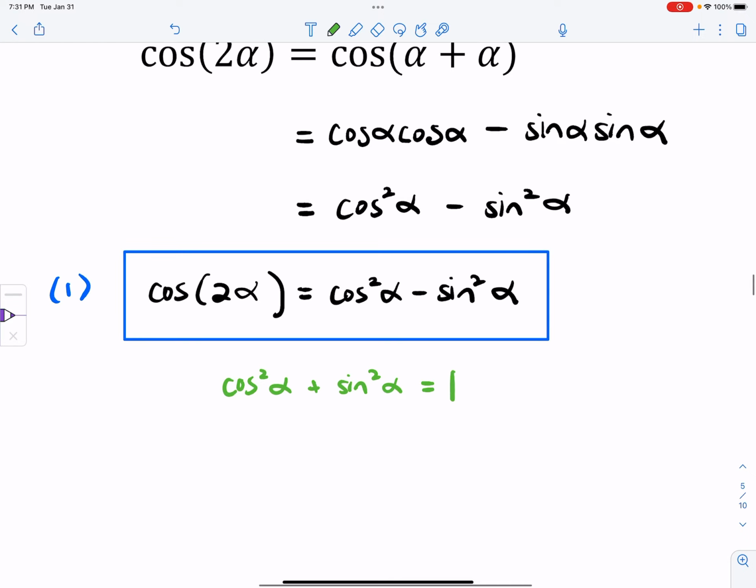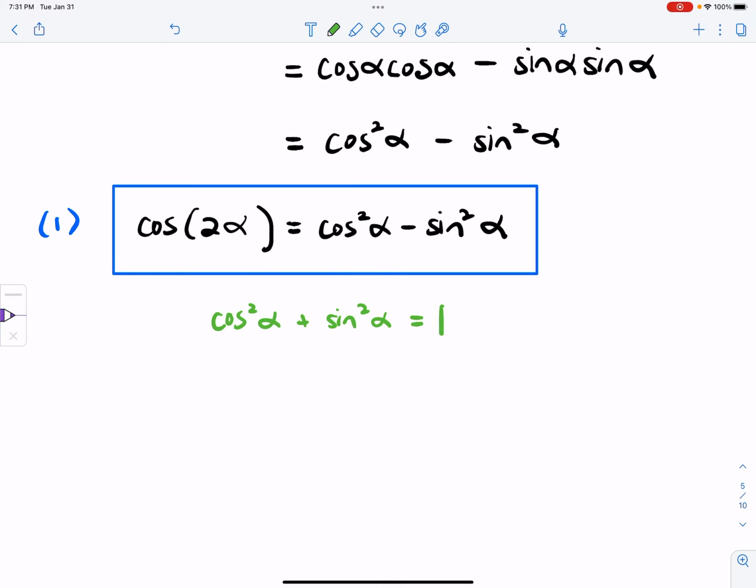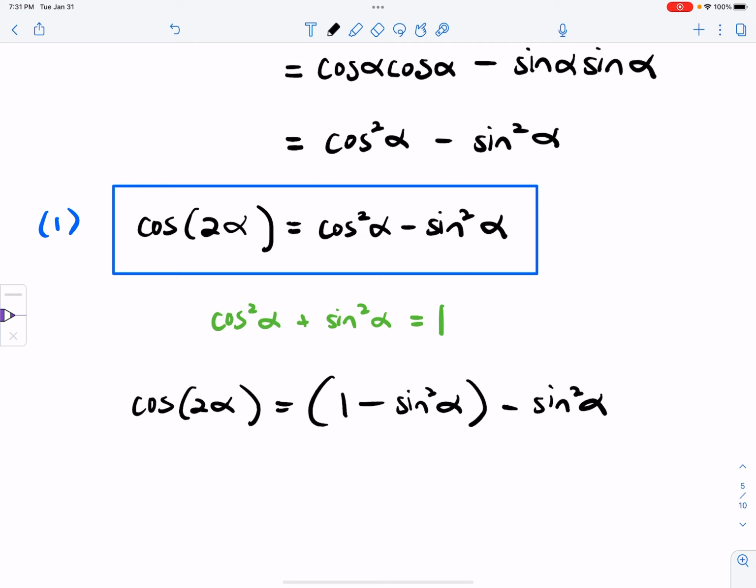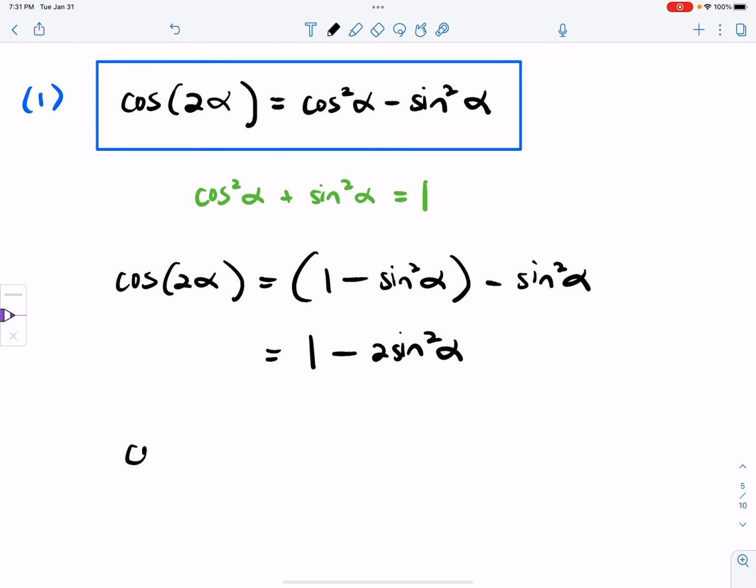So what we're going to do is first think about replacing cosine squared with 1 minus sine squared. So we'll have cosine 2 alpha equals 1 minus sine squared alpha minus sine squared alpha. This is where I'm replacing cosine squared. And then that simplifies to be 1 minus 2 sine squared alpha. And that's it. That's the second one.